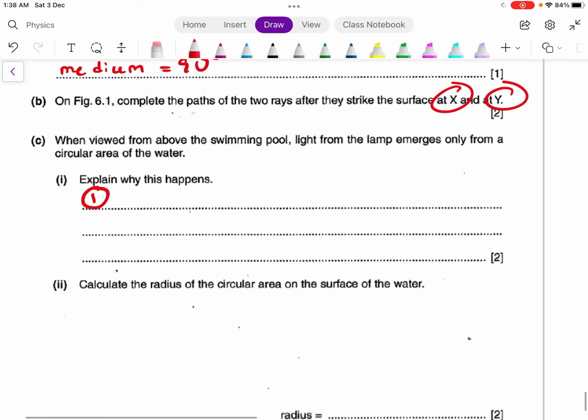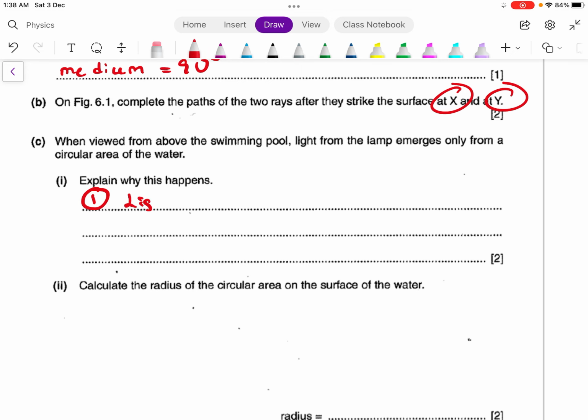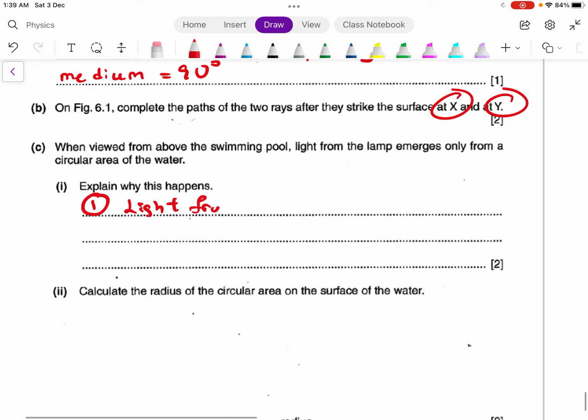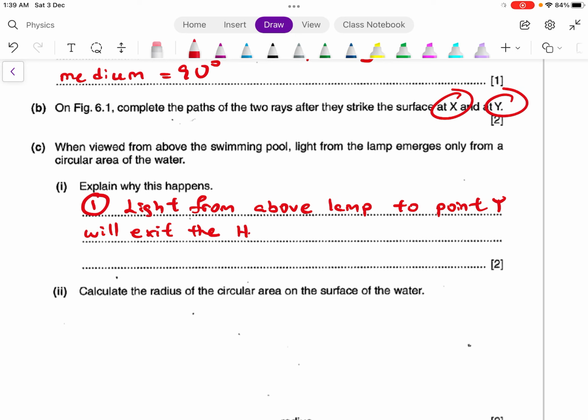So the first credit, you just have to say that the light exactly above your lamp, all the way to point Y, is going to exit the water, as the angle of incidence in water is less than the critical angle. So that is the first part.